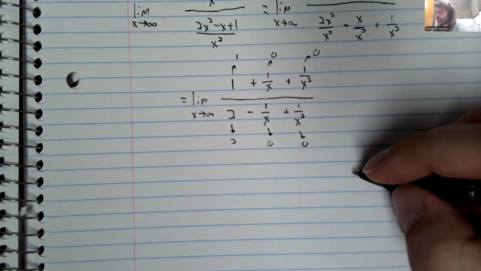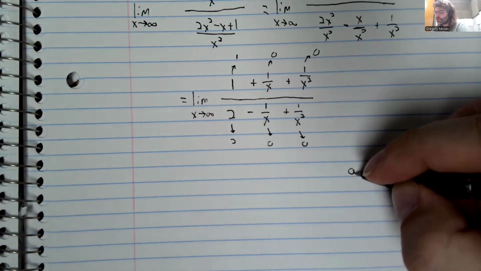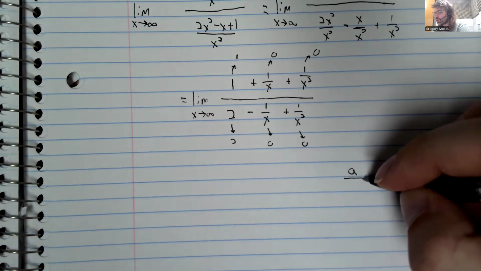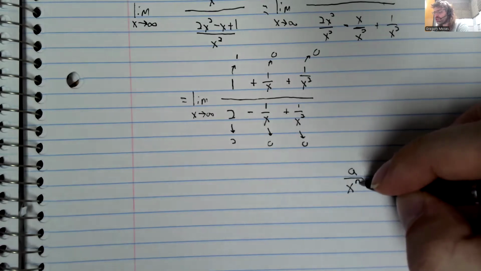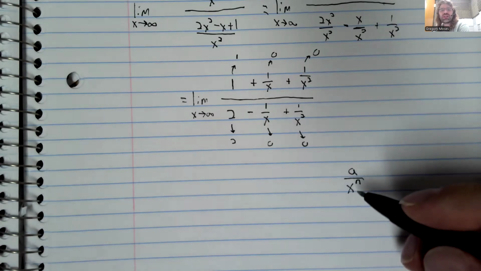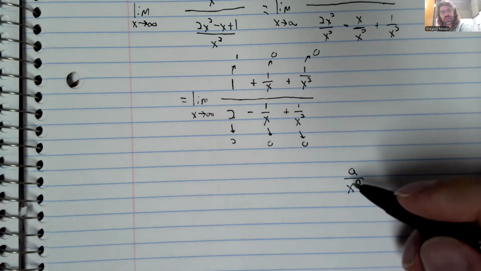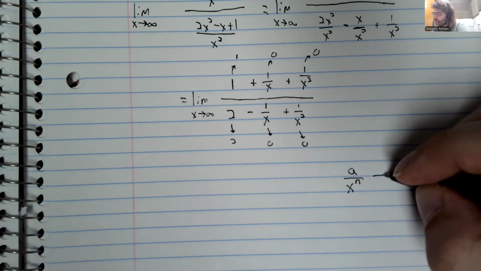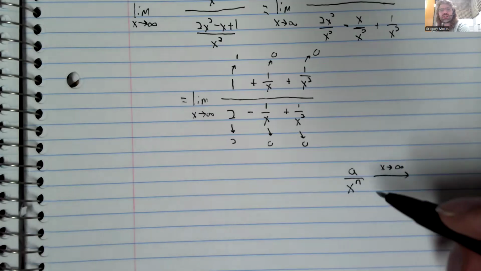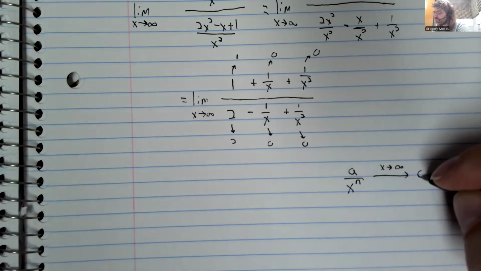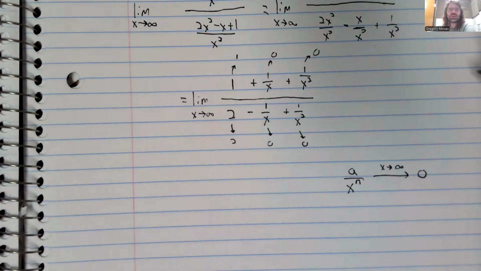Any number, it doesn't matter what number, divided by x raised to any positive power. It doesn't matter what positive power. As x goes to infinity, fractions that look like this always go to 0.